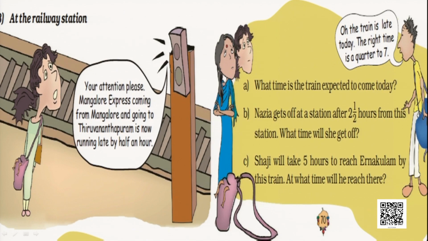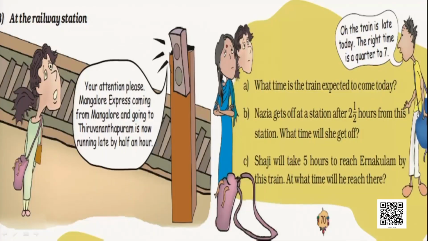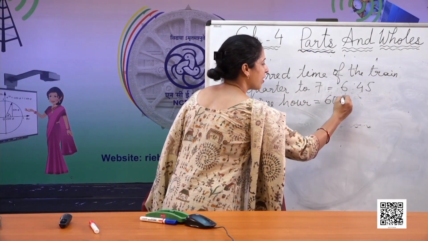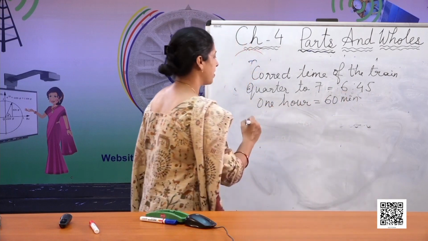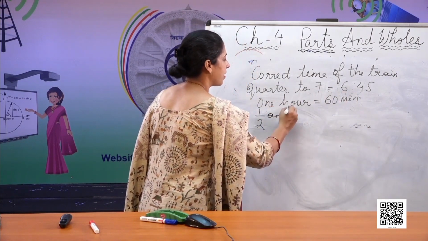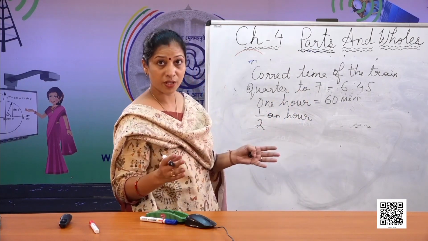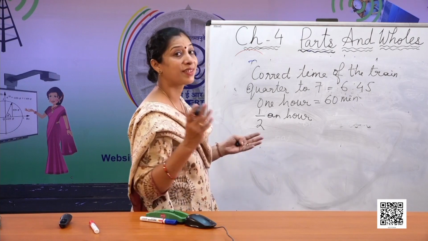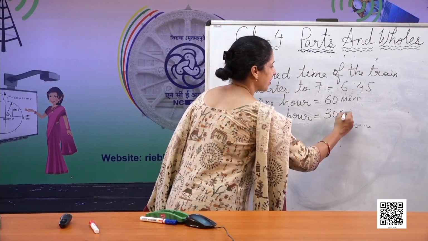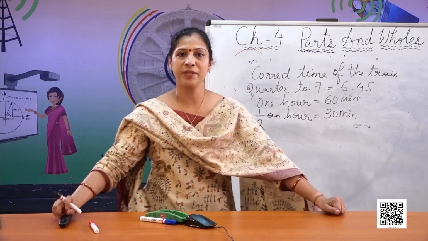1 hour is equal to how many minutes? Yes, children, 1 hour is equal to 60 minutes. So half an hour will be equal to, just divide 60 into 2 equal parts, that is equal to 30 minutes. Yes, children, very good. So half an hour is equal to 30 minutes.